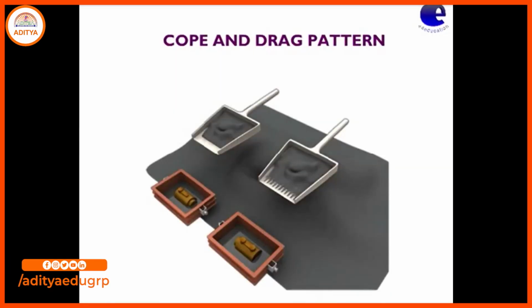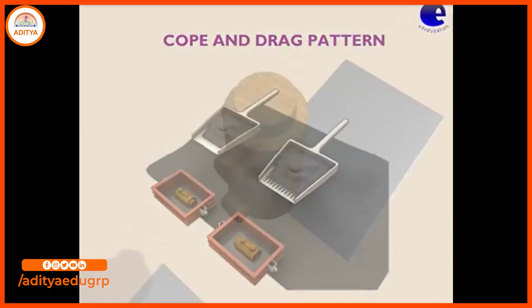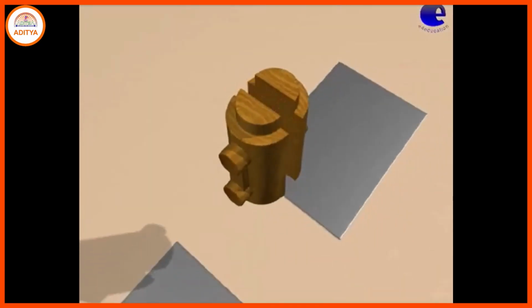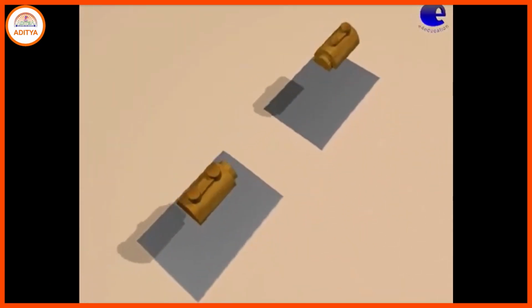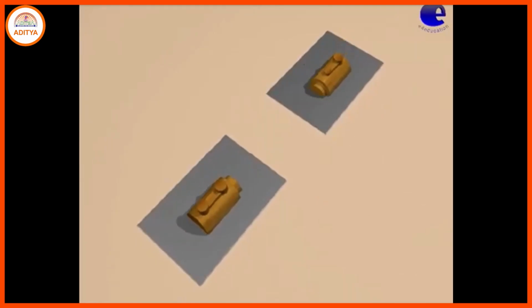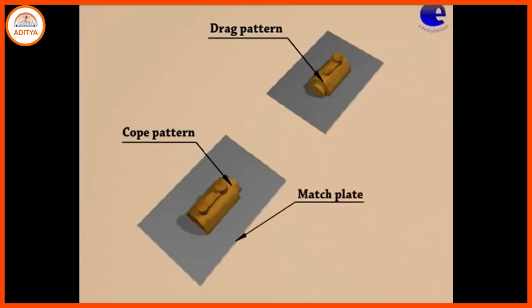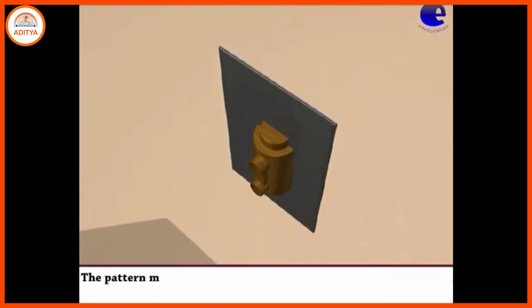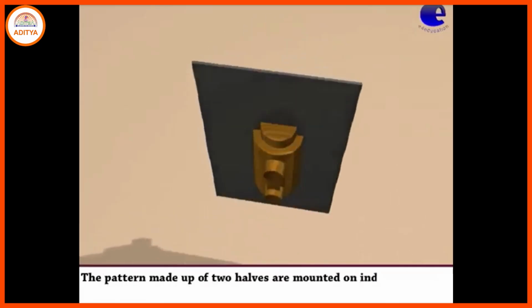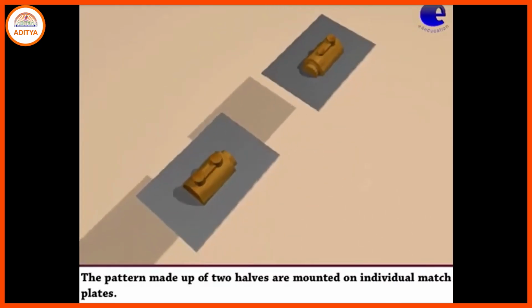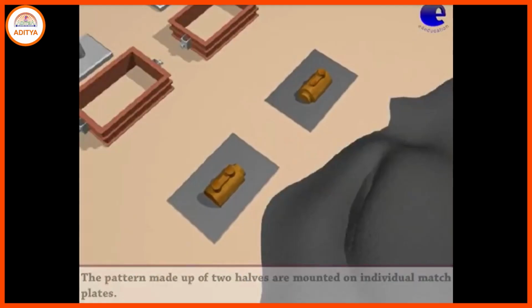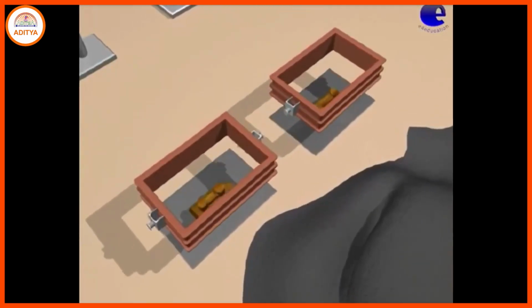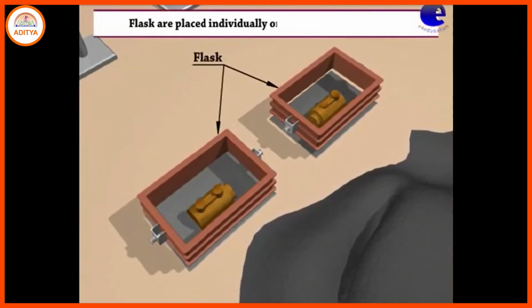That is the cope and drag pattern. Cope and drag pattern means one part of the pattern will be kept to the cope side, and the other part of the pattern will be kept to the drag side. That is the molding sand. Then both parts will be kept in the molding box.